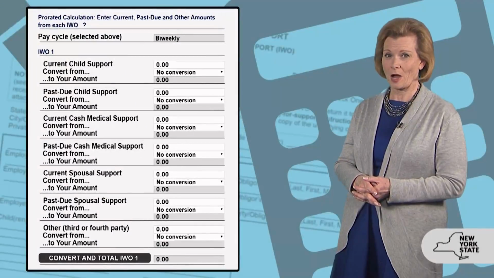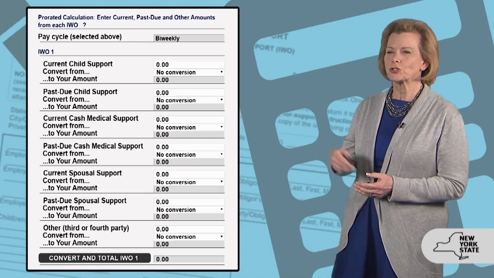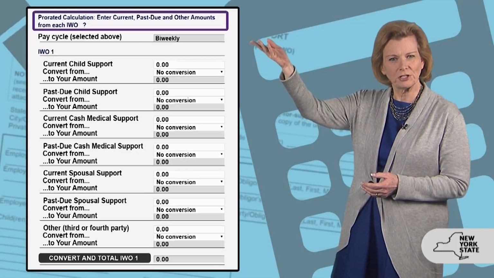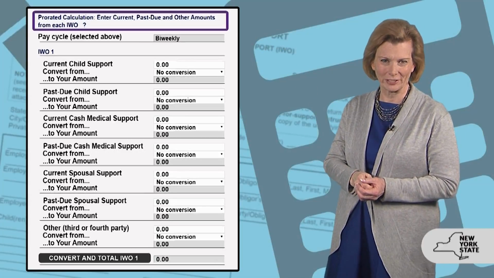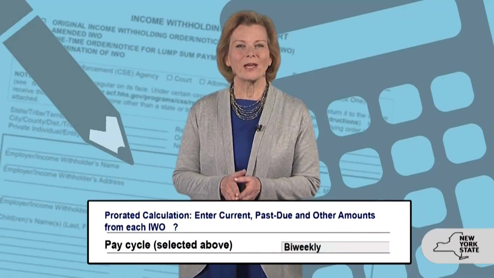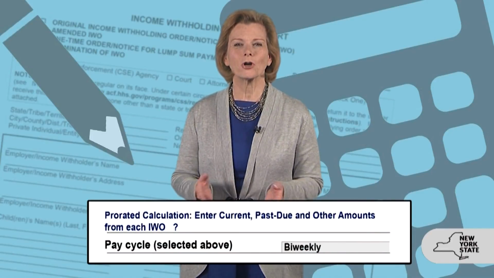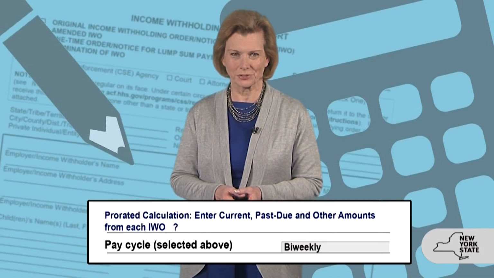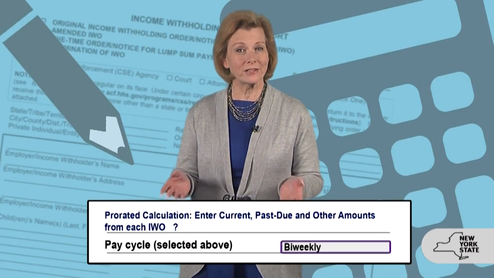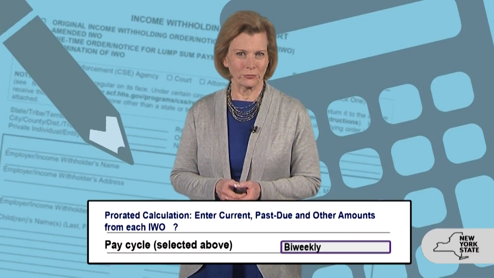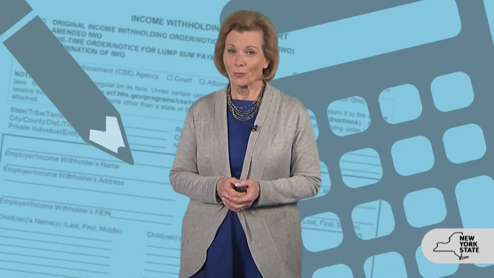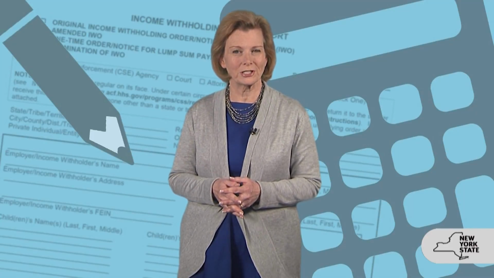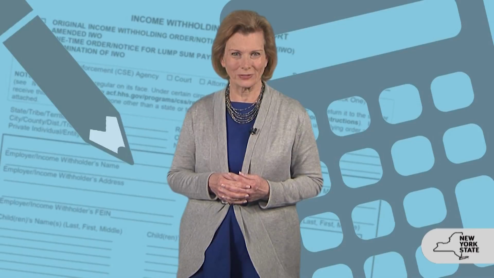Click OK in the pop-up window, and move down to the prorated calculation, enter current, past due, and other amounts from each IWO section of the calculator. In this section, the pay cycle selected above field is already filled with the choice we made in the Calculate Aggregate Disposable Income section of the calculator. In this case, we chose biweekly for the employer's pay cycle. When necessary, the calculator will allow us to convert the payment frequency to correspond to our pay cycle.